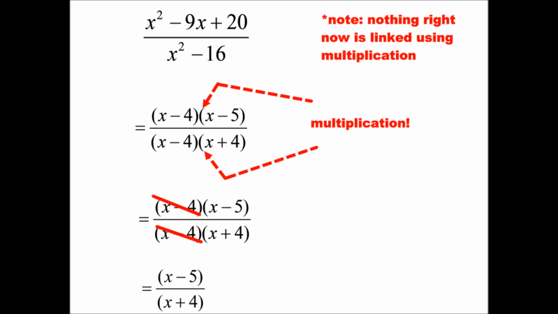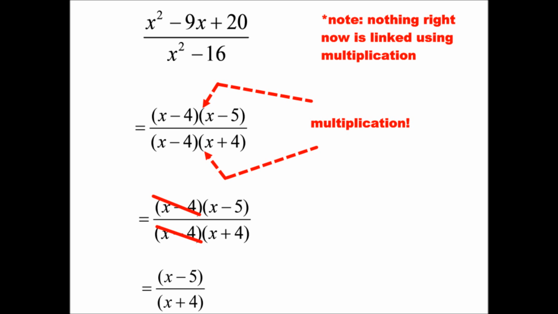So if I take the x squared minus 9x plus 20, and I factor that using the product sum method, I get x minus 4 times x minus 5. On the denominator, I notice that it's a difference of squares, x squared minus 16, which is also a square, and I can factor that using difference of squares. So I get x minus 4 times x plus 4. And if you notice where the brackets are, now I have things that are linked by multiplication.